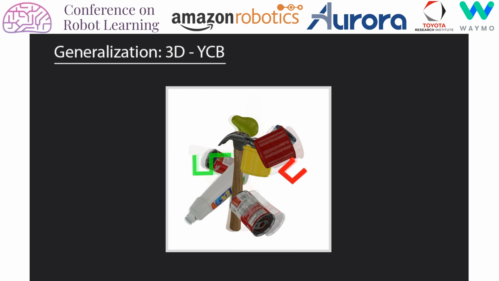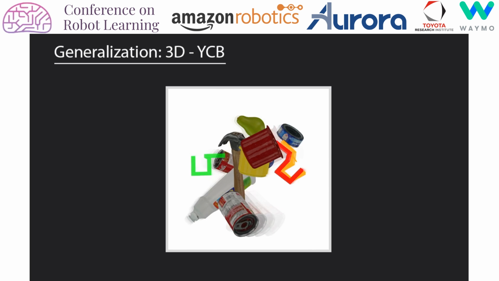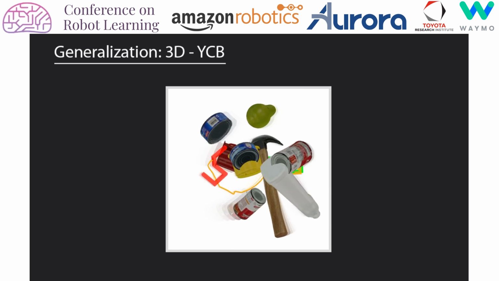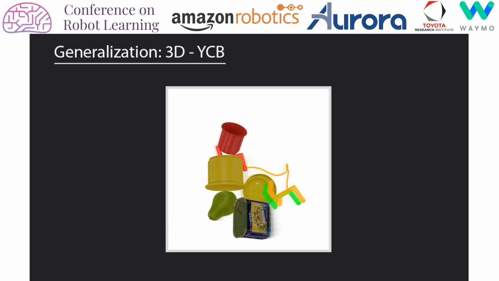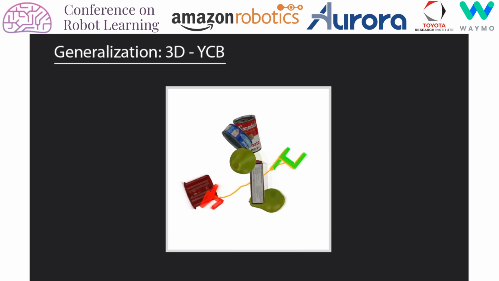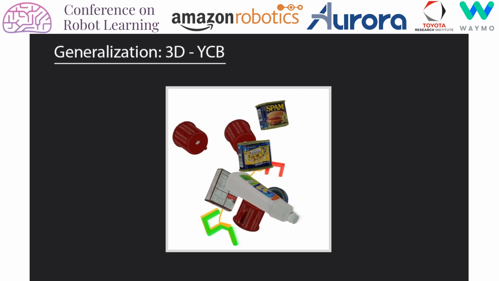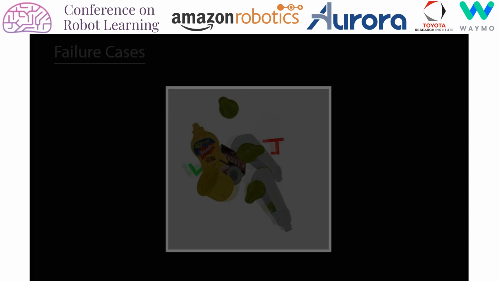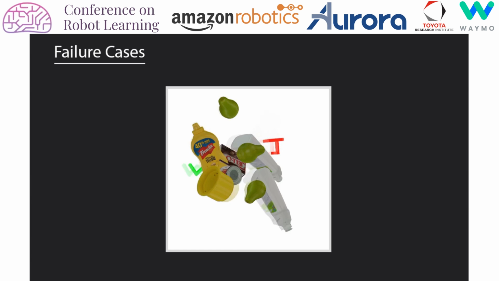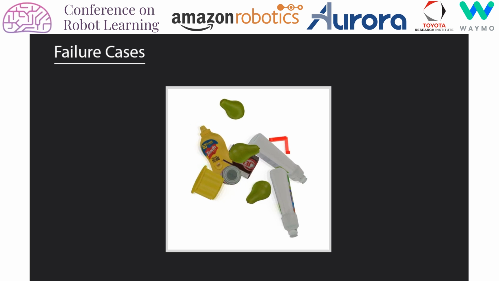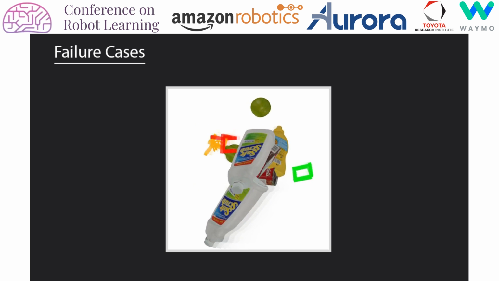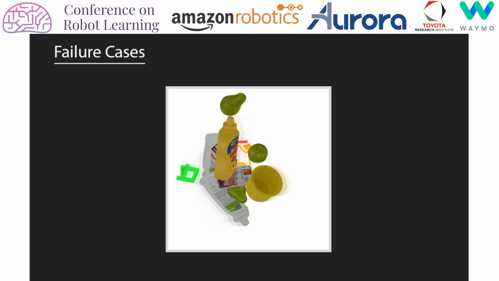Generalization, 3D, YCB. The learned policy generalizes well to the 3D YCB environment. This environment is composed of real objects from the YCB dataset recorded with an RGBD camera. Failure cases. Sometimes, the policy fails to generalize and to find an optimal path. Here, we can see how the agent gets stuck.